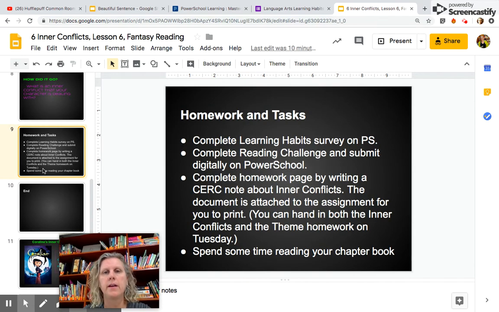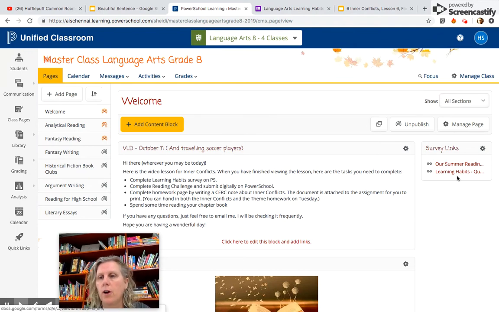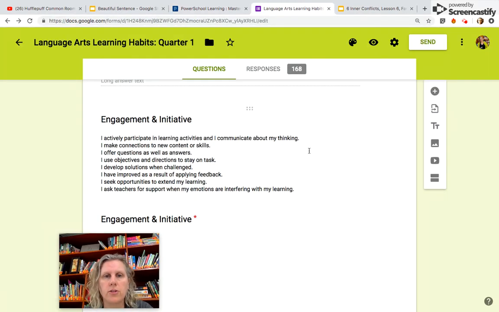Summing up, here's your homework and tasks. The first thing that you need to do is to complete that learning survey on PowerSchool if you haven't already. And you sports people, if you could talk to the other people and make sure that they've done that learning habits survey, that would be great. Let me show you where it is. It'll be right here on our welcome page. Over here on the right, it'll say learning habits. And you just click that and it'll show you a survey that looks just like this.